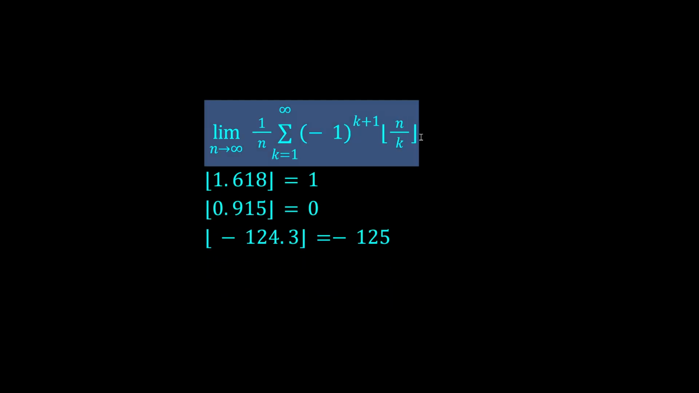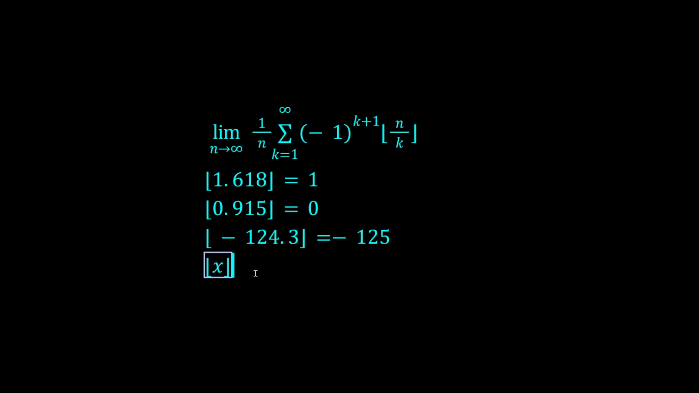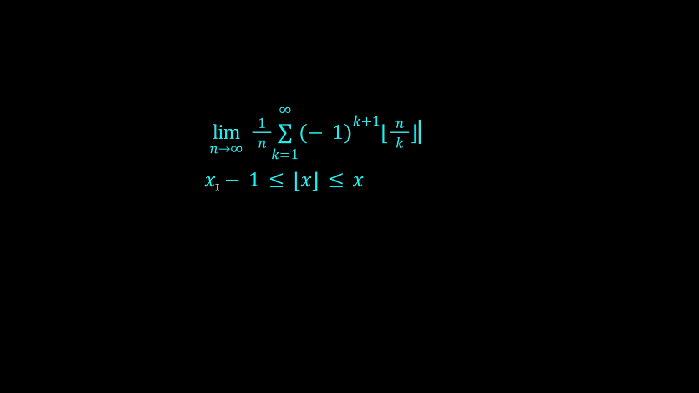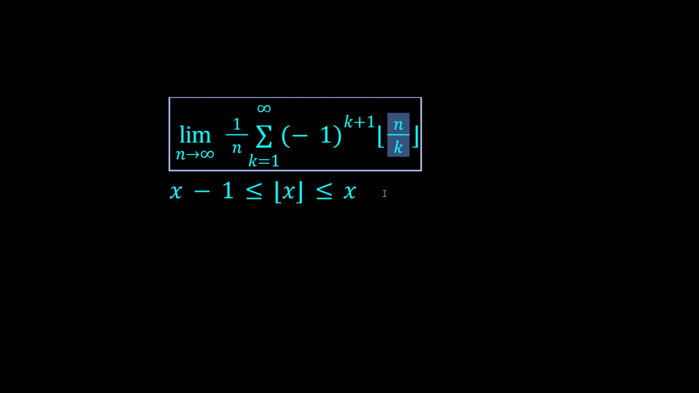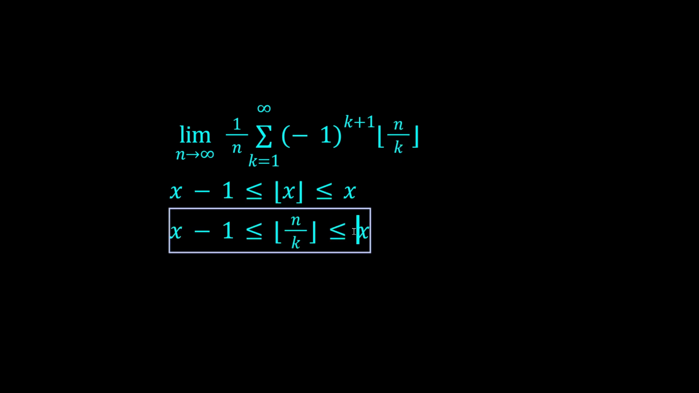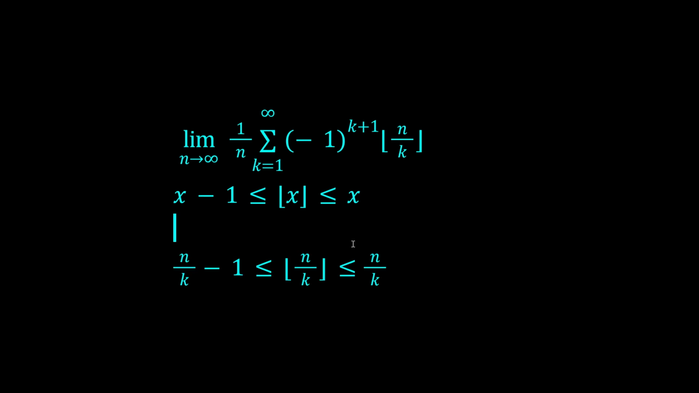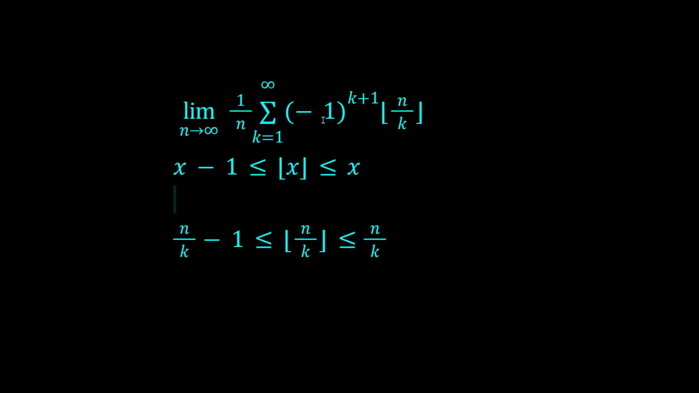Now, when you have a floor function in a limit, you might want to try squeeze theorem, and squeeze theorem is done by setting up an inequality for the thing you're trying to find the limit of. The floor function of x is obviously less than or equal to x, and it's also greater than or equal to x minus 1. So let's apply this to n over k, and ideally we want to find an inequality for the entire expression in the limit. How do we complete this?